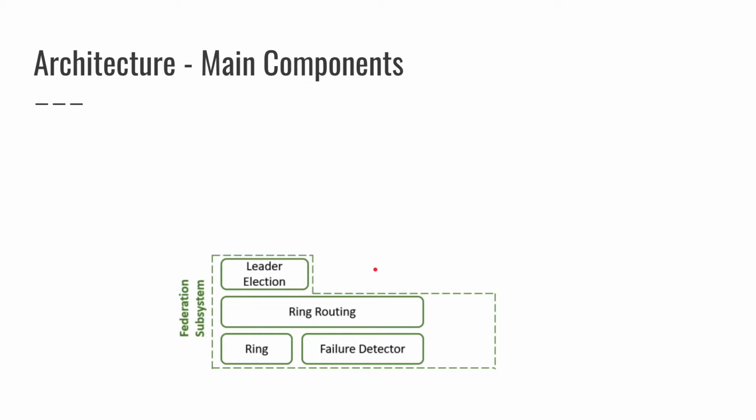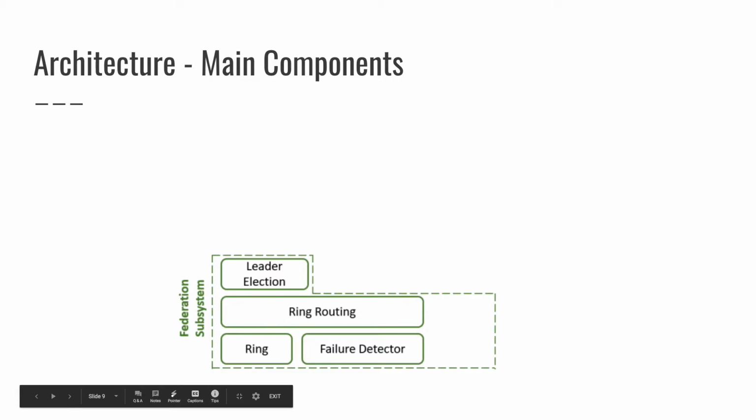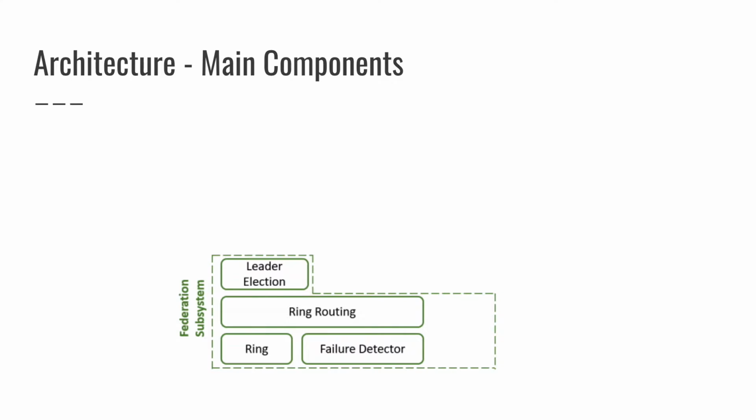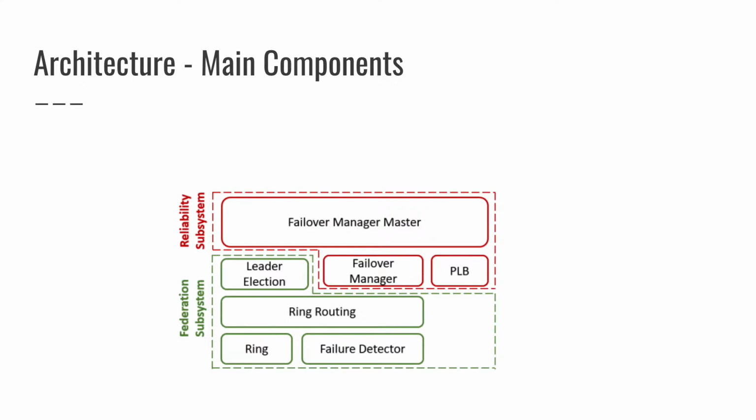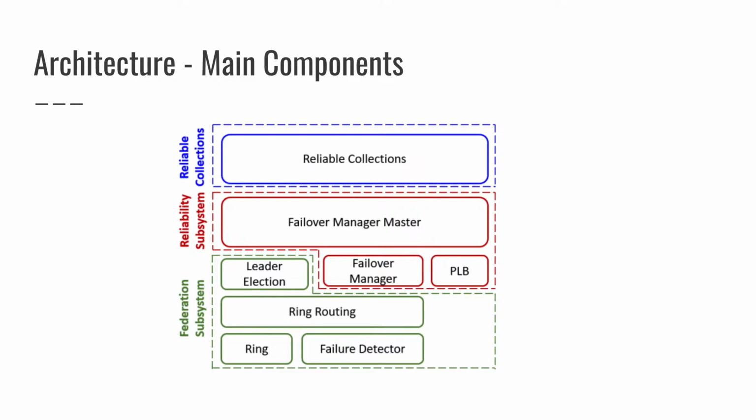Conceptually, Service Fabric is a multi-tiered system with the federation subsystem at the bottom. This subsystem provides critical distributed system features such as failure detection, consistent ring with routing, and leader election. Built on top of that is the reliability subsystem. This layer provides replication and high availability through components like the failover manager and the PLB, which is the placement and load balancer. And the reliability subsystem allows the creation of the reliable collection, which is an abstraction for distributed storage.